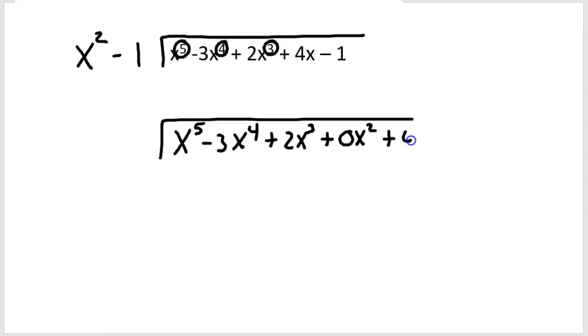After that we have a 4x, which is an x to the 1st power, and then you have a 1, which is no x at all. So you need to have every term accounted for. Another thing is that has to apply out here to the divisor also.